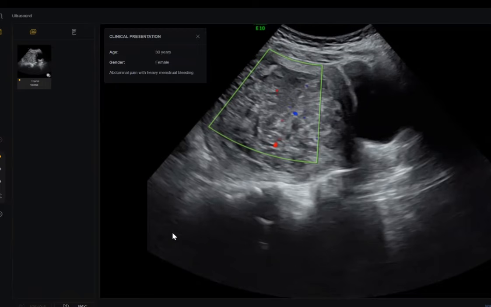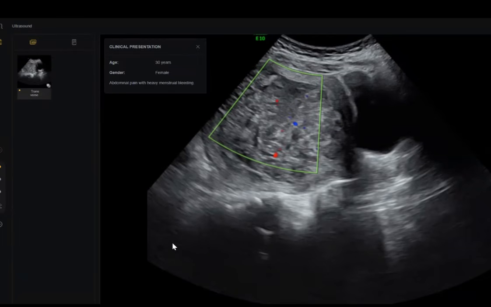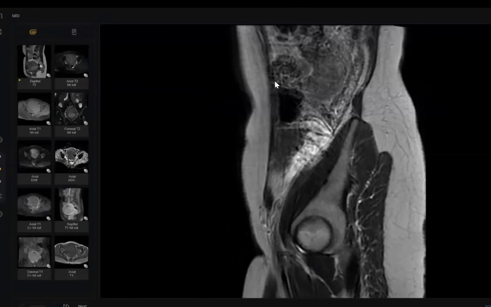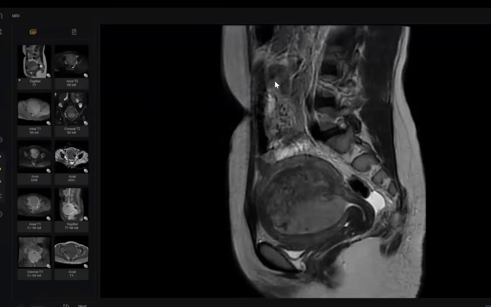I would like to ask the patient for a full history about the pain and if it is accompanied by the menstrual bleeding, and also I will send the patient for an MRI study to confirm my diagnosis and see if this is associated with endometriosis or other gynecological problems. So I have presented with an MRI that is showing.